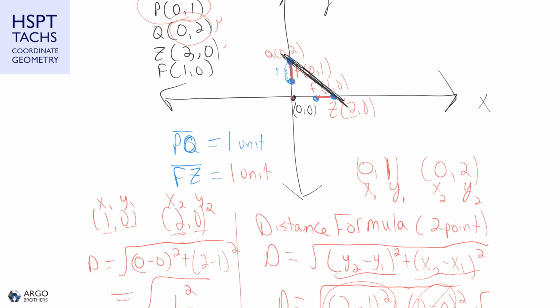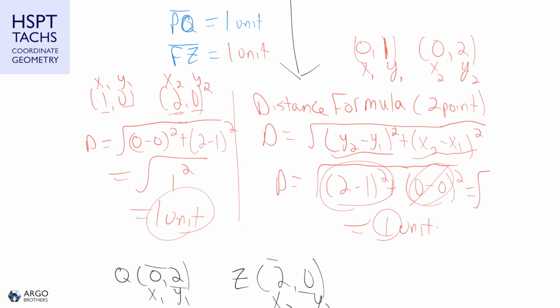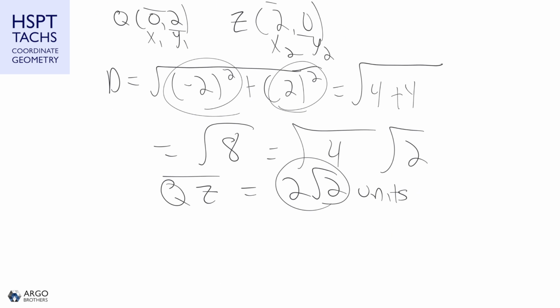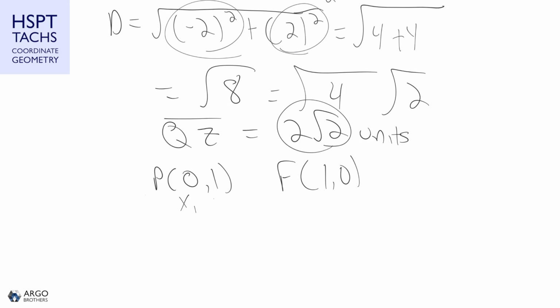And likewise, we can find the distance between P and F. Okay, so 0, 1, and 1, 0. Now we know that's going to be less than the distance QZ, but let's find it anyway. So P and F, let me just write it like this. So we have P as the point 0, 1, and F as the point 1, 0. And so let's label our x1s and y1s. So we have x1, y1, x2, and y2.